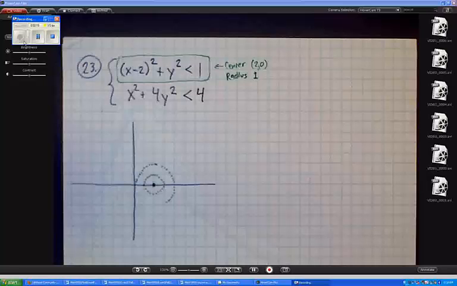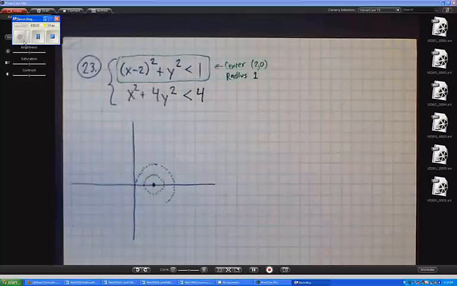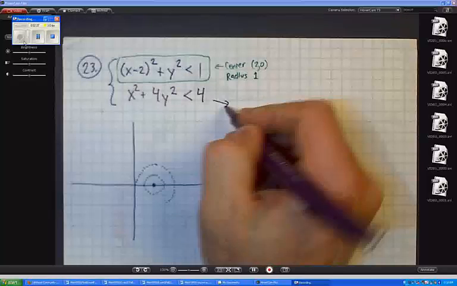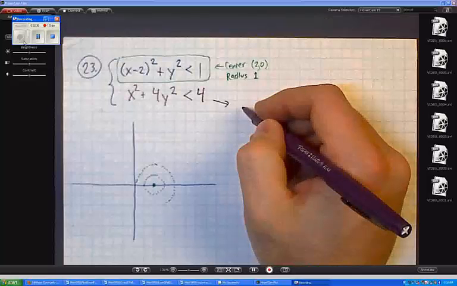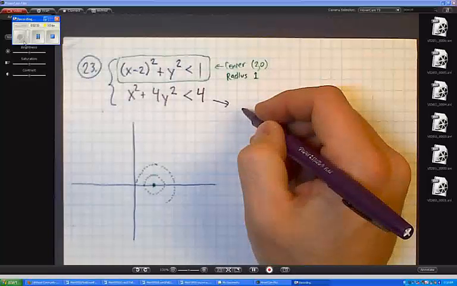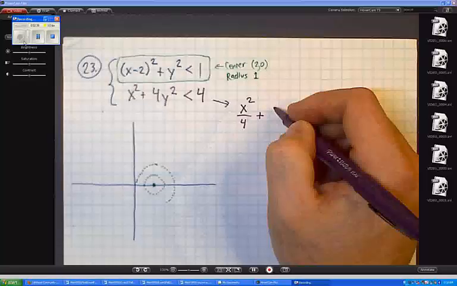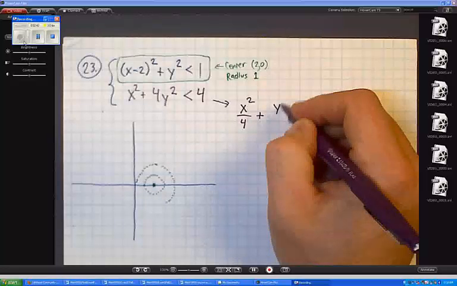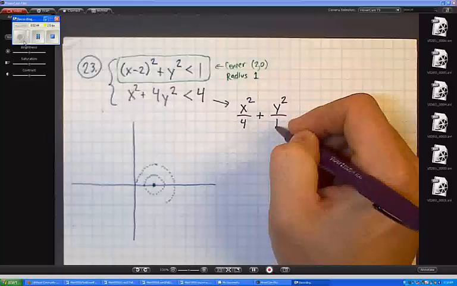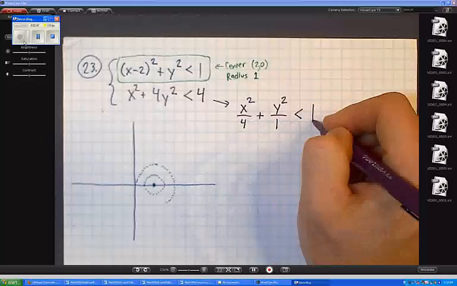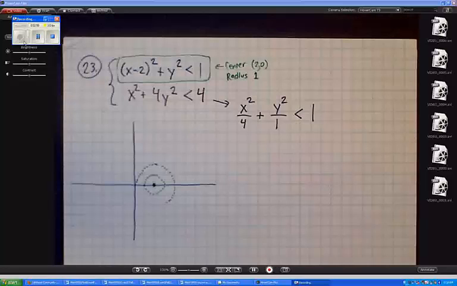As soon as I know that's an ellipse, I'd recommend that we set it equal to 1. So let's go ahead and, what am I going to do to both sides? Divide by 4. So I get x squared over 4 plus, well, the 4's are going to cancel, so I guess I'm going to get y squared over 1 is less than 1. So that's nice. Okay, where is the center of this ellipse? That one's centered at 0, 0. The h and the k are at 0. So that's my center.